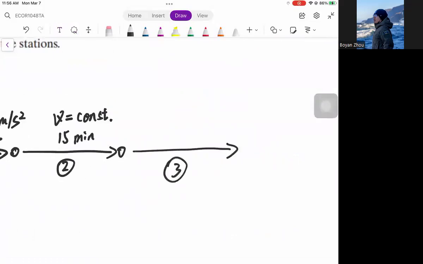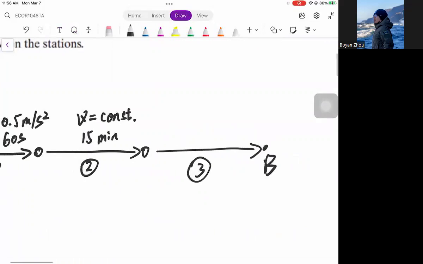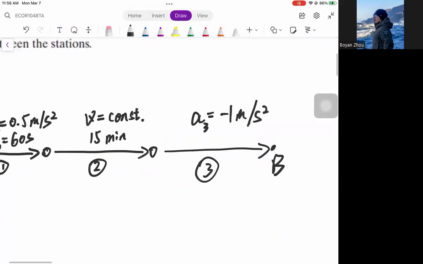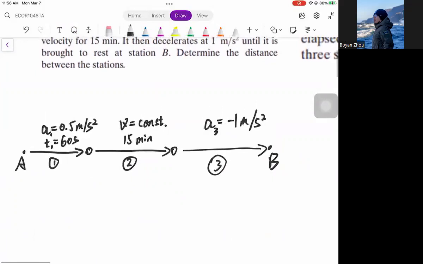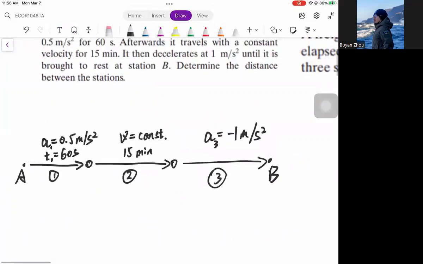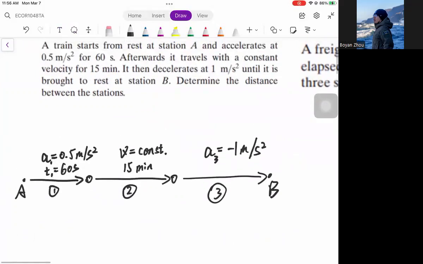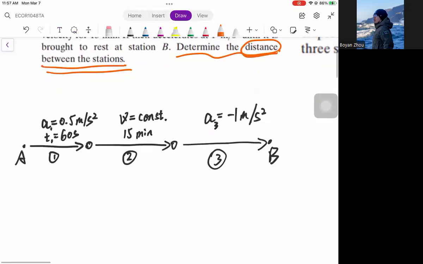So the third one, the train is actually gonna go into station B. And in this time, the acceleration is gonna be -1 meter per second square. So that's what's happening for this question, and we're going to calculate the distance between the stations. So we're gonna calculate what's gonna be the S between A and B.